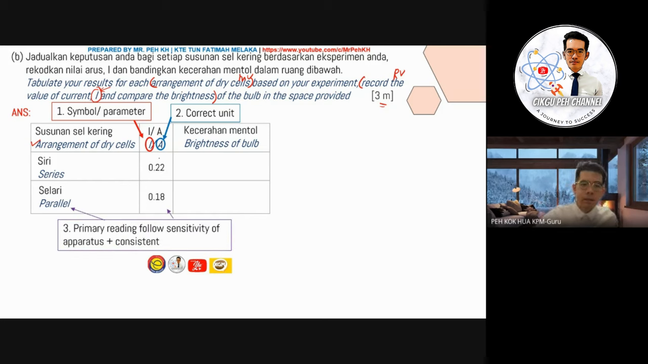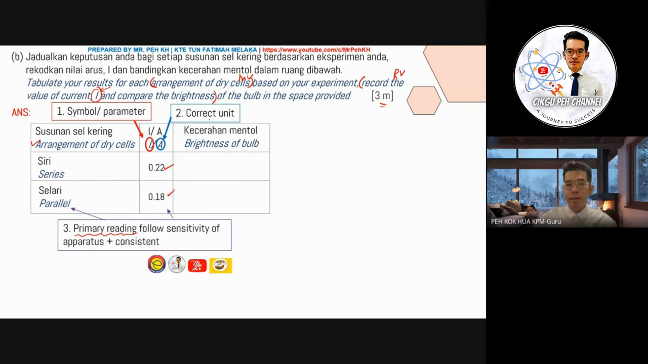Here the current will be the reading from the ammeter. The reading you get straight away from your measurement, we know as primary reading. And you need to follow the sensitivity of the apparatus. The apparatus we use to measure the current here is actually the ammeter, so you need to refer to the sensitivity of the ammeter. Ammeters have different sensitivity. If you are using a different type of ammeter, then you need to give consistent decimal places for your answer also.